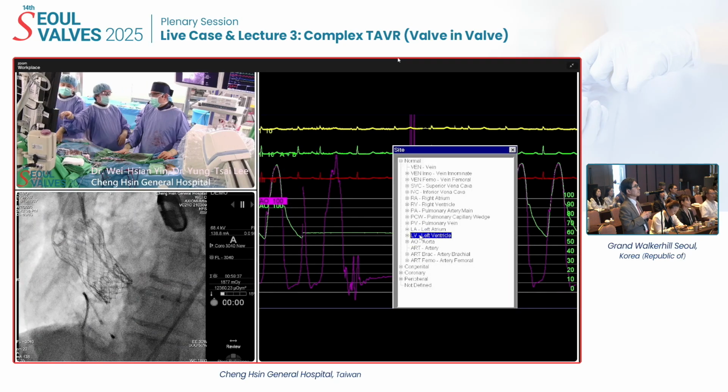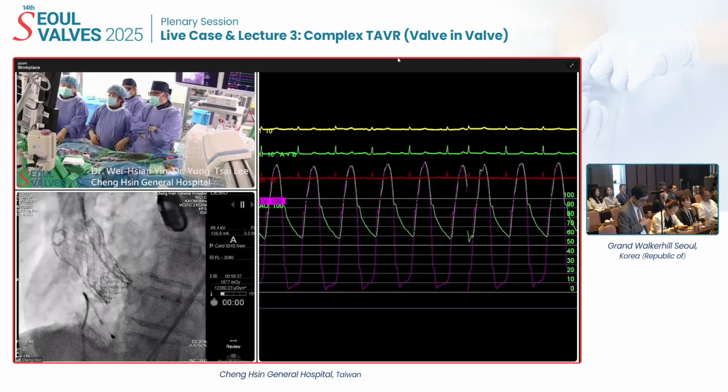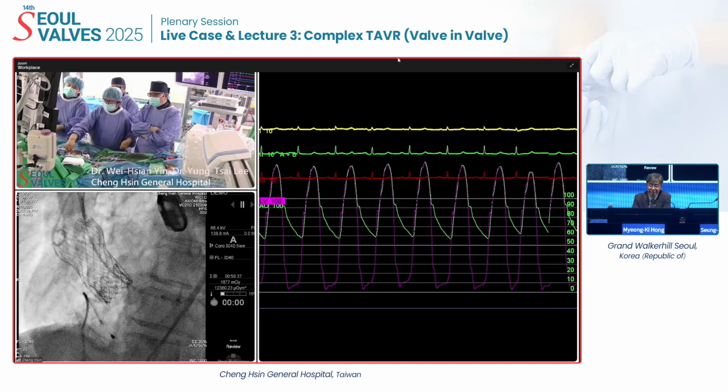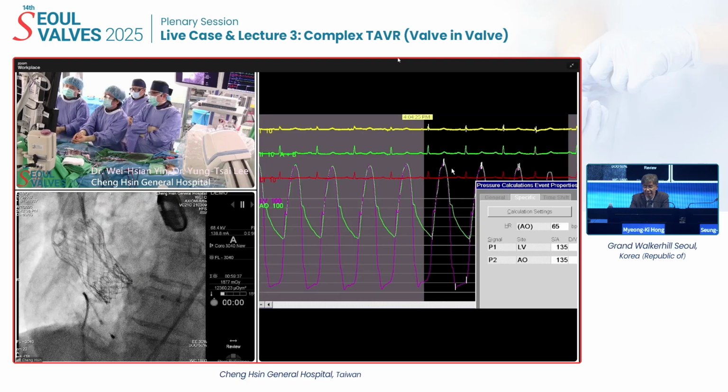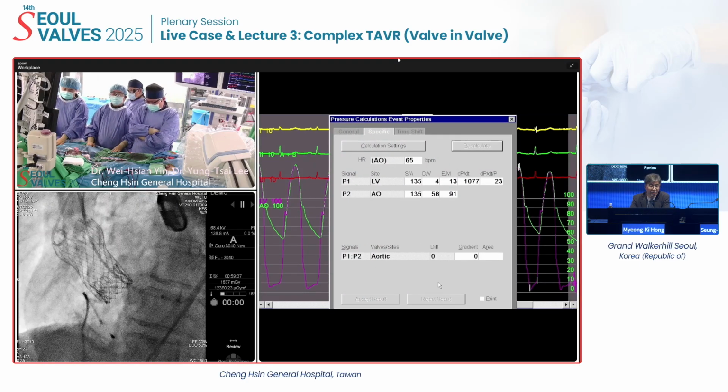Then you do that. Can we step? As you can see, now we show you the hemodynamics. There is no gradient, even though we use a 20 plus 1 cc Sapien 3. There is no gradient between the LV and the ascending aorta.